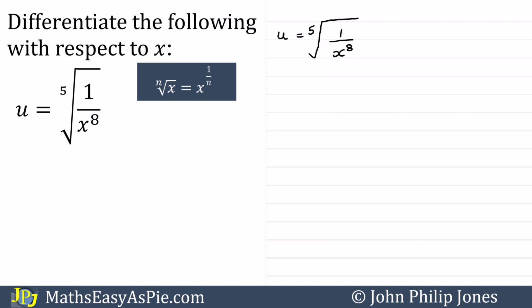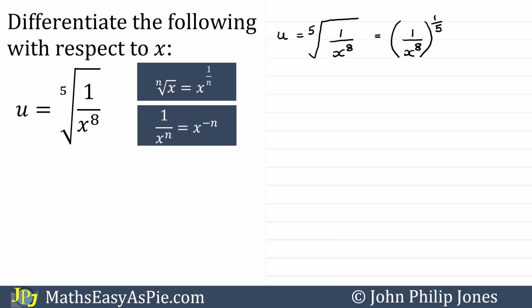Now we can write this as equal to, and in brackets I'm going to put what's in the root, which is 1 over x to the power 8. Close the brackets and raise this to the power of 1/5. Now consider the following. This is where we have 1 over x to the n. That can be written as x to the minus n. So it was positive here, the n, and when we brought it to this position, we changed the sign to negative. So I'm going to use this to work on this.